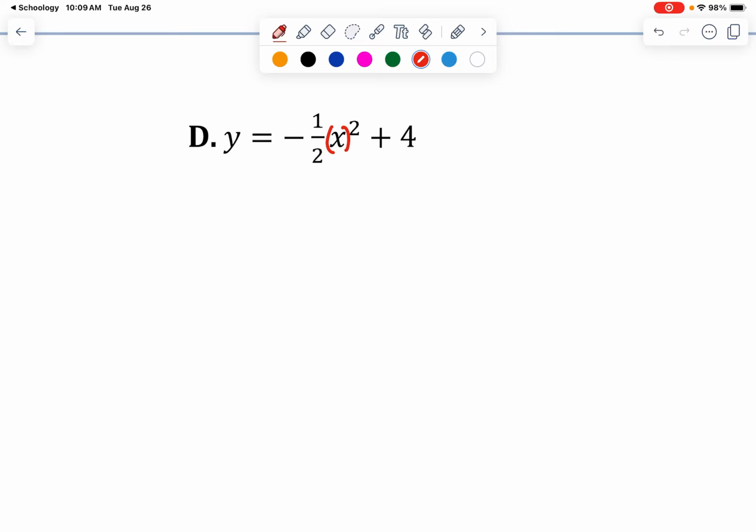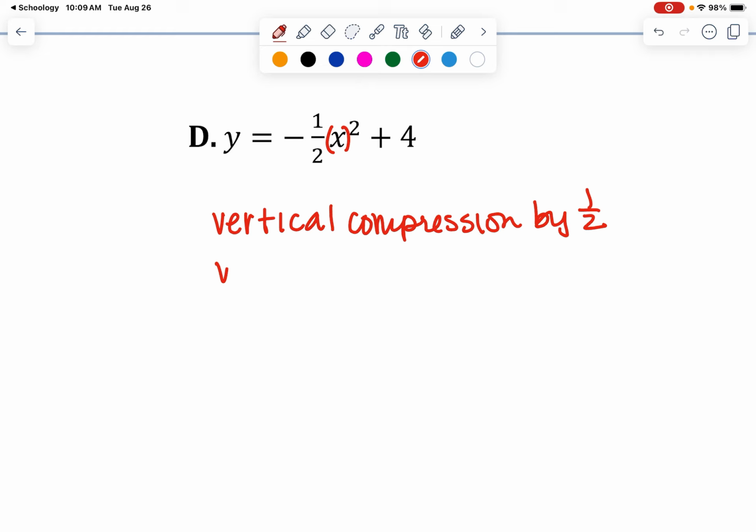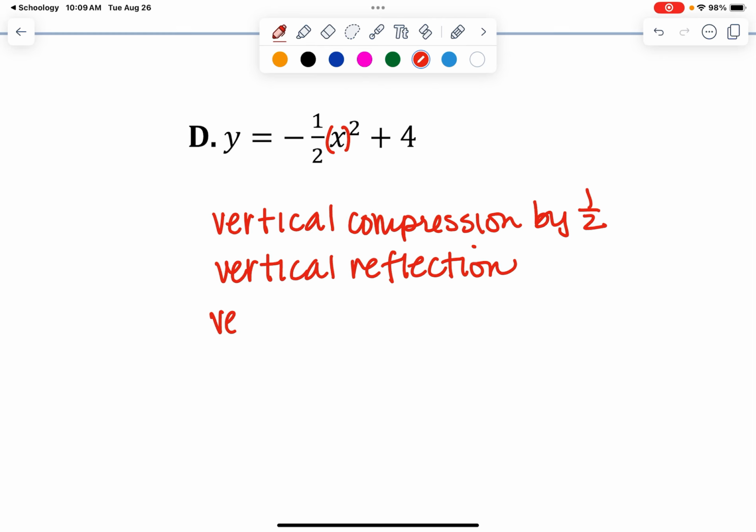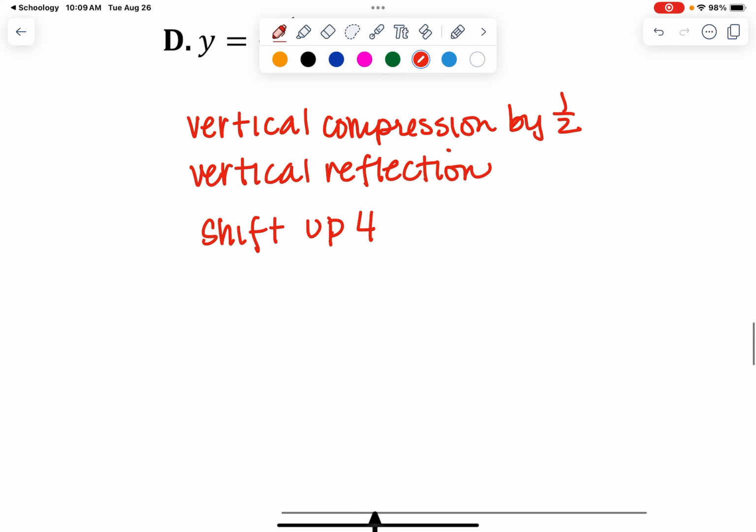We have that 1/2 in front, so that is a vertical compression by 1/2, okay, and then we also have that negative in front, so that's a vertical reflection. And then the +4 on the end is a vertical shift. I'm going to say shift. We don't have to say vertical shift because we're going to say up. So then we have that vertical shift up 4. All right, let's go ahead and write our rule here.